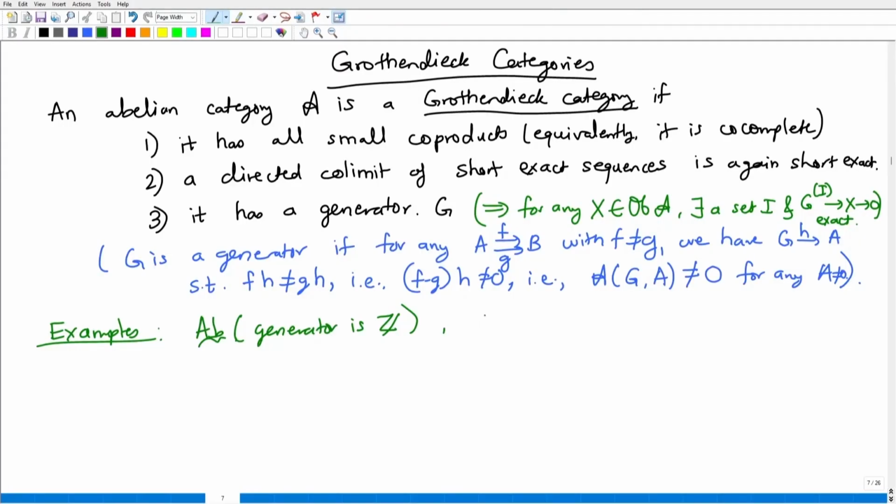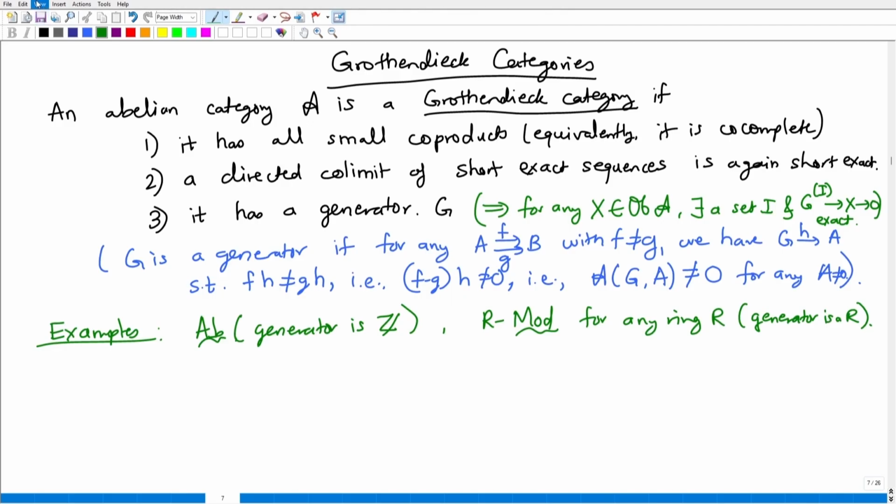Okay, so another example is the category of R-modules for any ring R. What is the generator? R. R is one of the generators. Of course, if there is one generator, it doesn't mean there can't exist others. Maybe I shouldn't write equals, but R is a generator. Okay, R-modules also have the same properties.